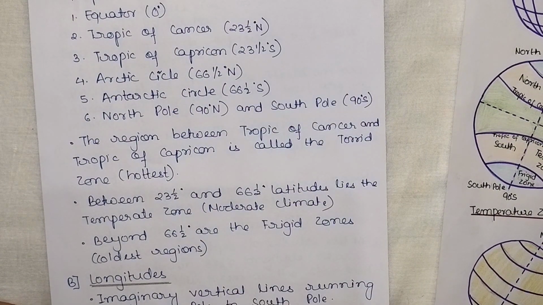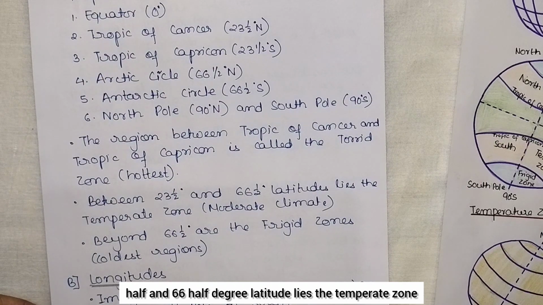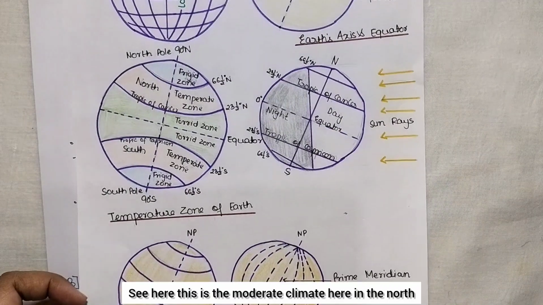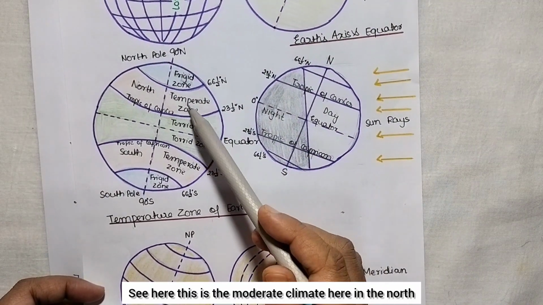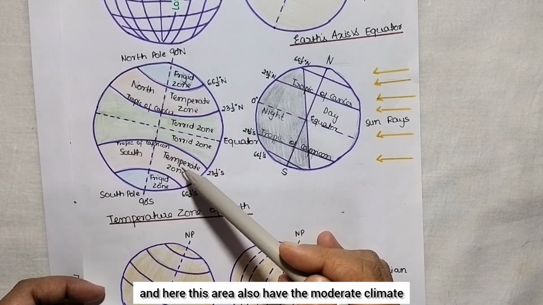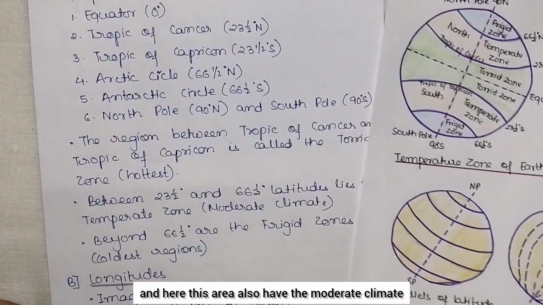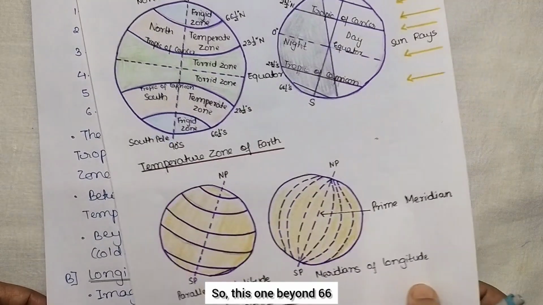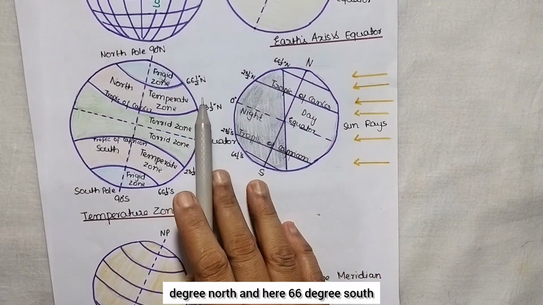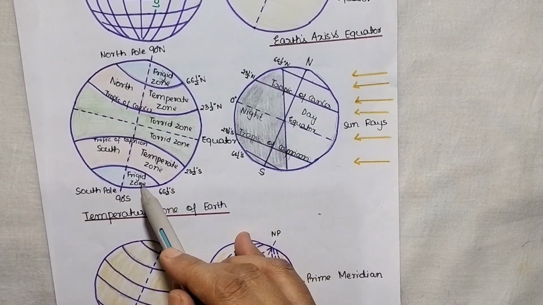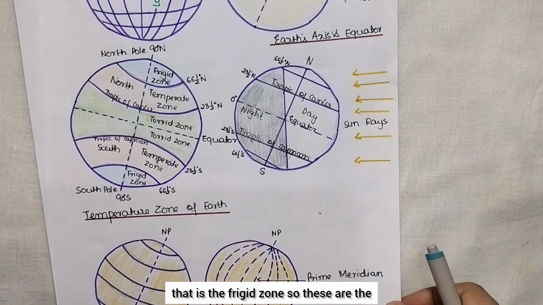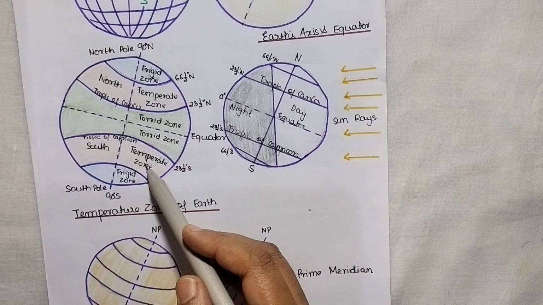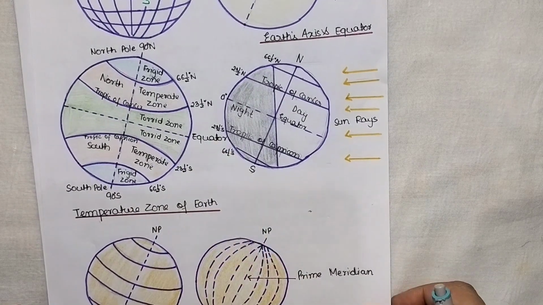Then between 23½° and 66½° latitude lies the temperate zone, where we see a moderate climate. See here, this is the moderate climate in the north, and this area also has a moderate climate. Beyond 66½° north is the frigid zone. Okay, so beyond 66½° north and here 66½° south, that is the frigid zone. So these are the temperature zones of the earth. Okay, so this is the frigid zone, temperate zone, and this is the torrid zone.